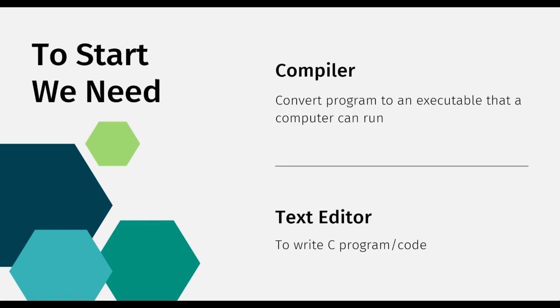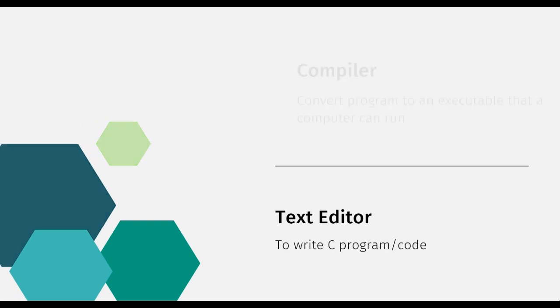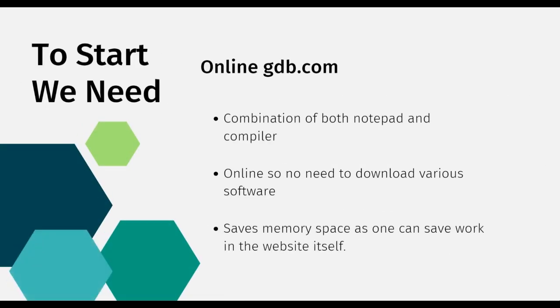To start, we need a compiler. It is used to convert our program into something more executable, which the computer understands. And the second thing that we need is a text editor to write our program in. But what I recommend here is use of onlinegdb.com. It is a website which is a one-stop solution to all that we need. I find it better because it is online, so we don't need to download a software, and we can save our work in the website itself. So it saves a lot of memory space in our system.